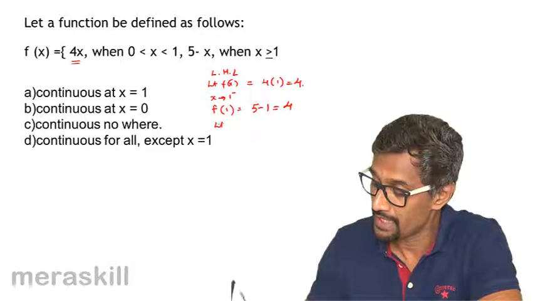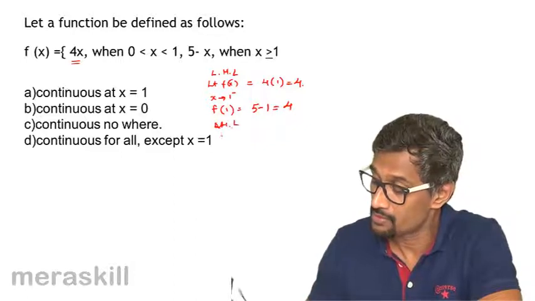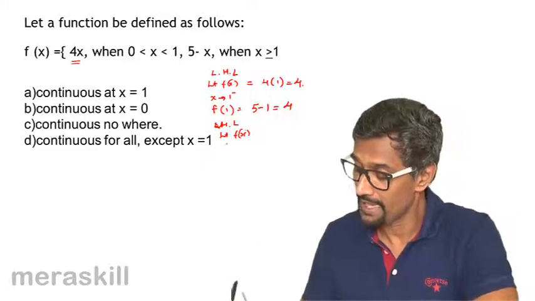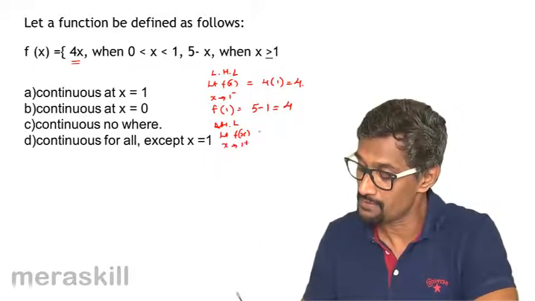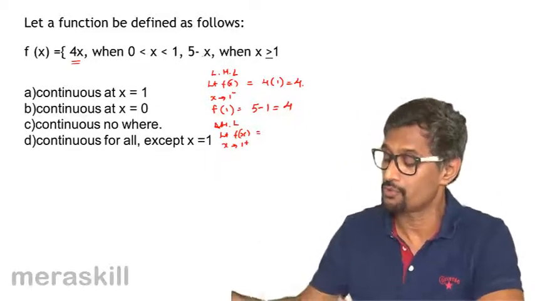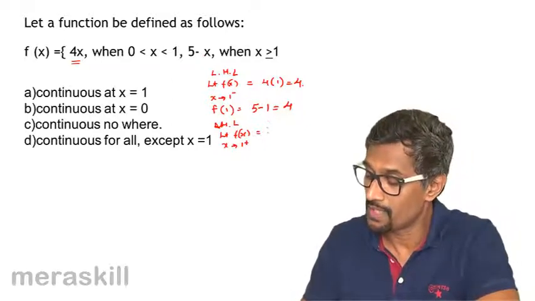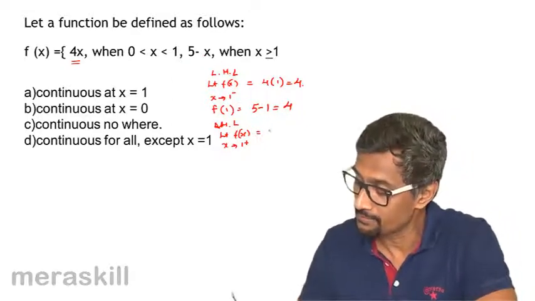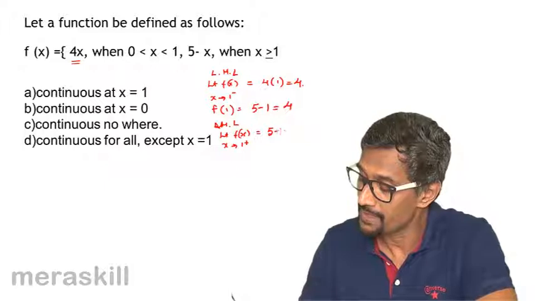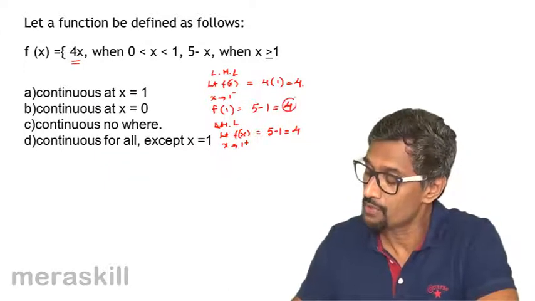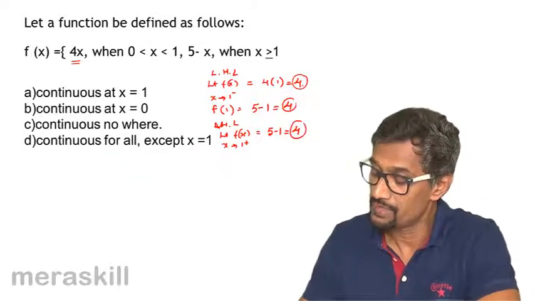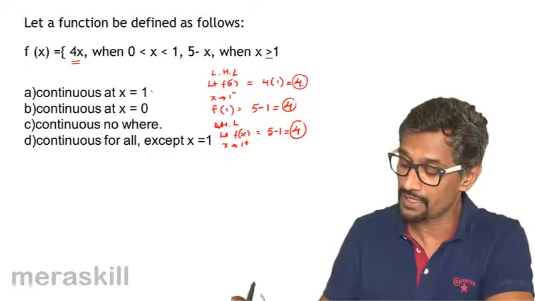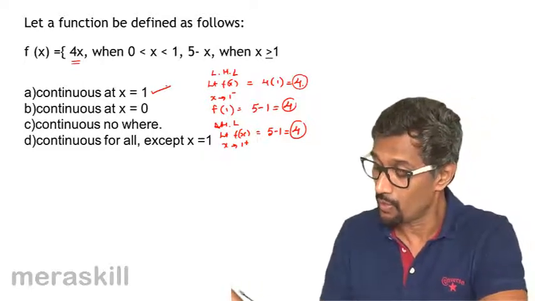And right hand limit is going to be limit of f of x as x approaches 1 plus. You can even substitute x as 1 plus h, which is also the same. So you get 5 minus 1, which is 4. So all the three are equal. So definitely the function is continuous at x equal to 1.